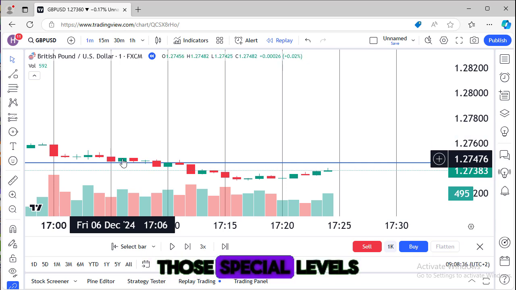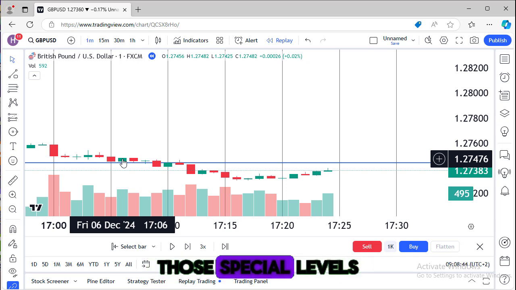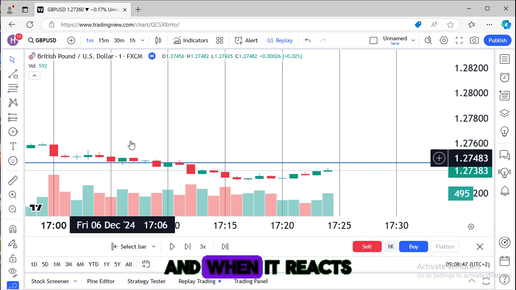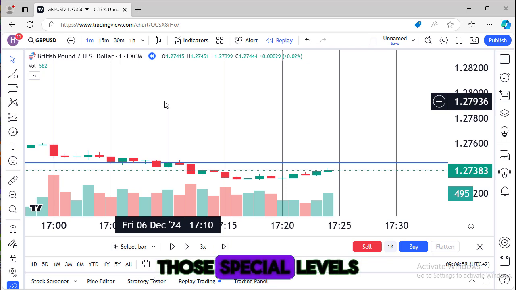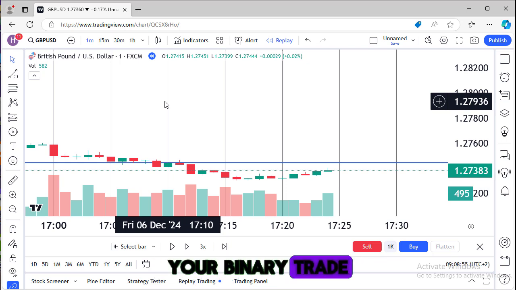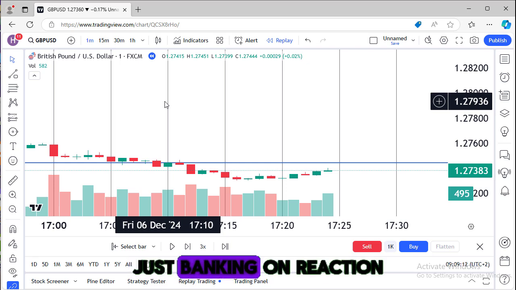meaning that the market reacts to those special levels, which is the trick and the advantage that we get from this whole thing. Those special levels, the market reacts to them, and when it reacts to them, you now go to your binary trade. The moment it hits those special levels, you go to your binary trade and click to buy or to sell in the opposite direction. So that is how you can predict the future without having to try and guess it. You are just banking on reaction, not trying to predict.